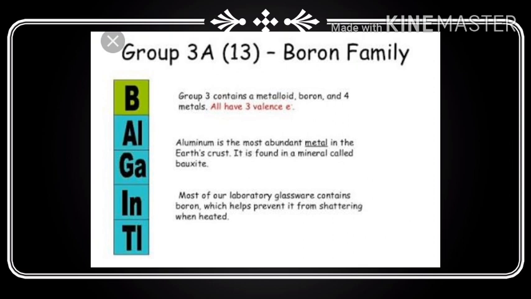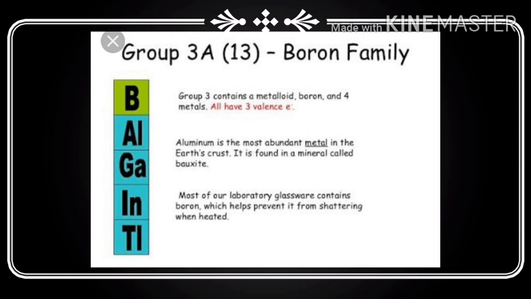So in the 13th group, it was already explained that boron is a metalloid while all the others are metals. Already explained the metallic nature. And moreover, boron shows the diagonal relationship with silicon, and silicon belongs to group 14. So already studied the diagonal relationship also. Then the oxides of boron and silicon are similar, acidic in nature.